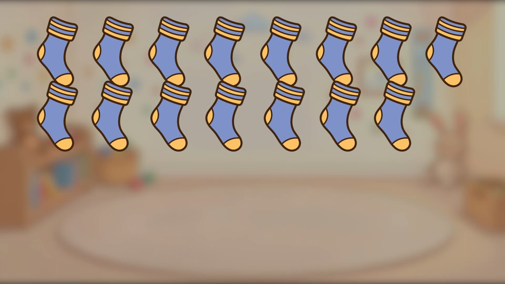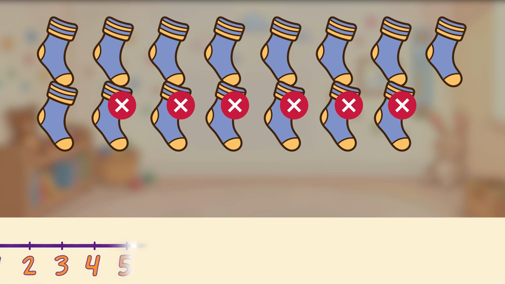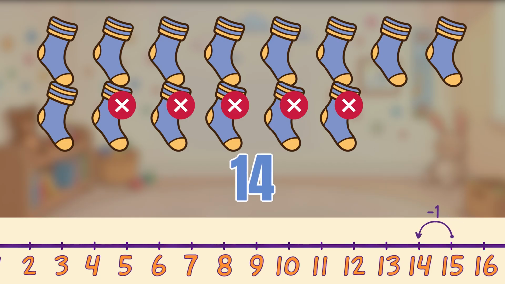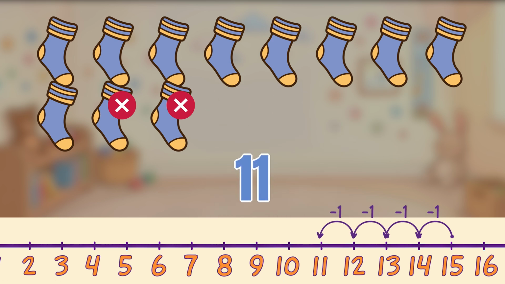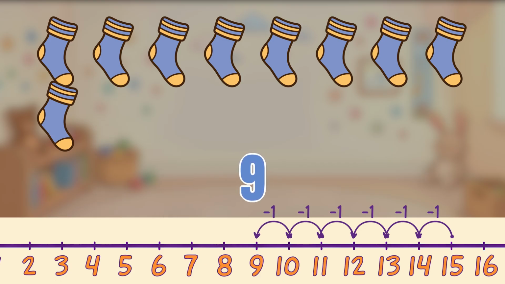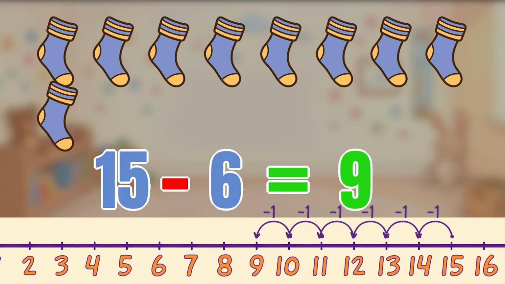Let's try another one. You have 15 socks in your drawer. You pull out 6 socks to wear this week. Let's hop backwards on our number line. Start at the number 15 and hop backwards. Hop 14, hop 13, hop 12, hop 11, hop 10, hop 9. We landed on 9. 15 socks and we have 9 left. That means 15 minus 6 equals 9.